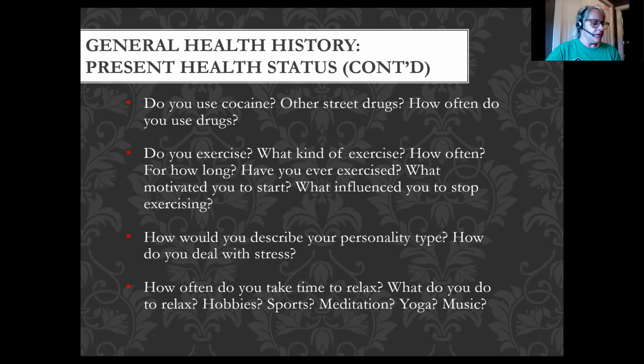Here's a hard one too. Do you exercise? Like that one hurts. But we need to know because we need to know their activity tolerance. If they can't tolerate walking up the stairs, that means their cardiac status is pretty poor. So we do need to know how well they tolerate exercise.